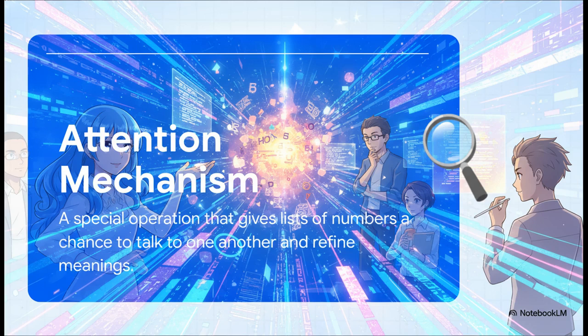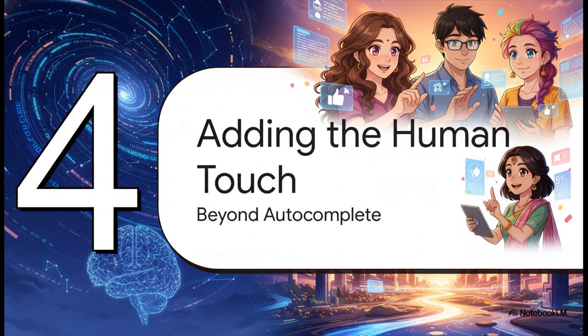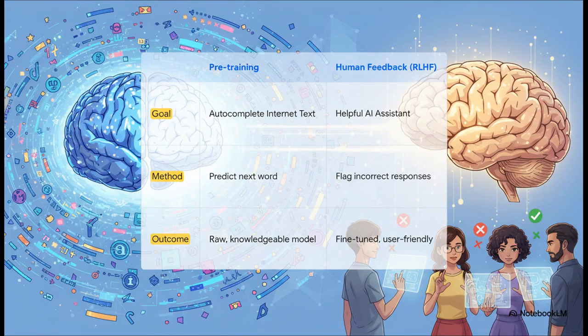That's what attention does. But all of this incredible tech, all this raw power, it just creates a really, really good autocomplete machine. It doesn't create a helpful AI assistant. For that, you need one last absolutely crucial ingredient: people. You see, this whole process really happens in two very different stages. Over on the left, you've got pre-training. The goal here is simple: become an expert at finishing sentences from the internet. The method? Just predict the next word, trillions of times. The outcome is a raw model that knows a ton, but it's not an assistant yet.